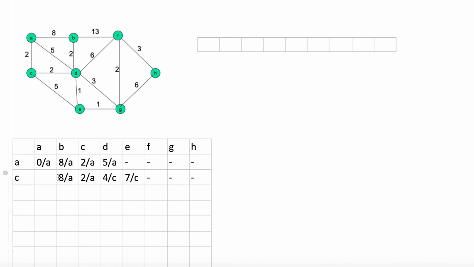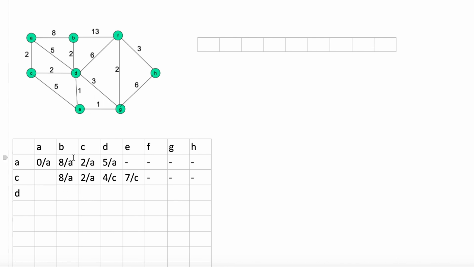Now try to select the shortest among these. The shortest among these would be 4 slash C, and it is D. It can't be 2 slash A because if we select 2 slash A, it is C, and C is already selected. So now we try to select D. So D, and A is already selected and C is already selected, so we don't fill them up.